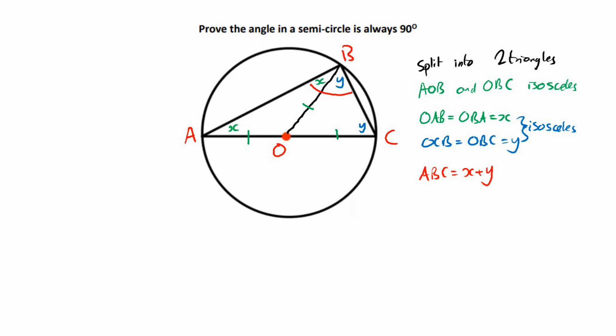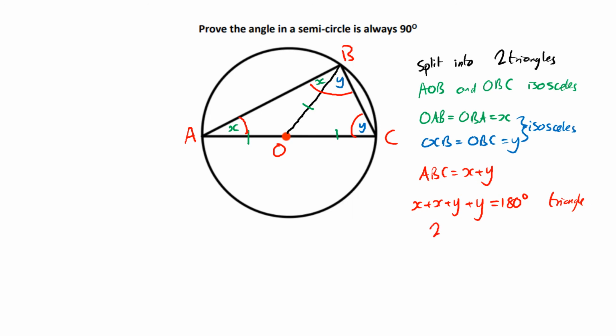And we know a triangle has to add up to 180 degrees, don't we? So this triangle, the big triangle, consists of an x plus y, and a y. So we can say x plus y plus y is equal to 180 degrees. The reason for that is it's a triangle, and triangles have to add up to 180 degrees.